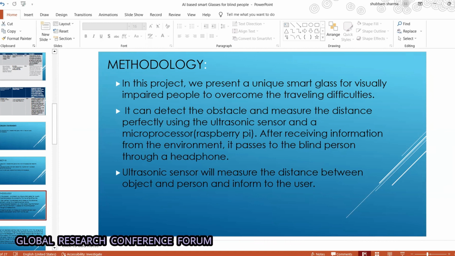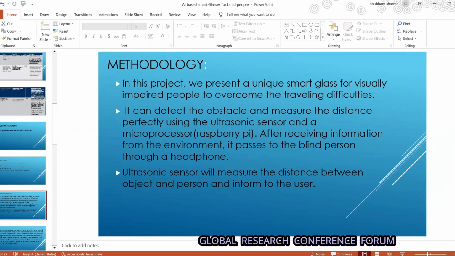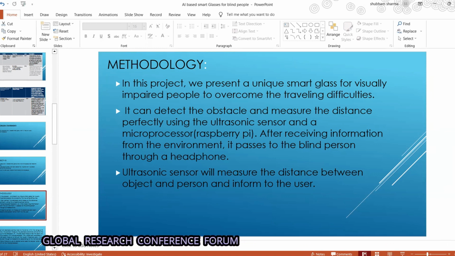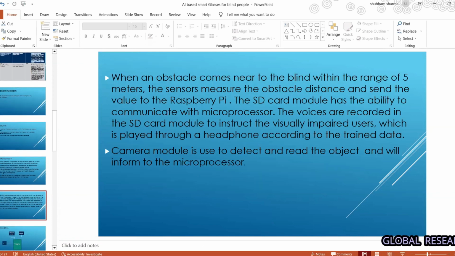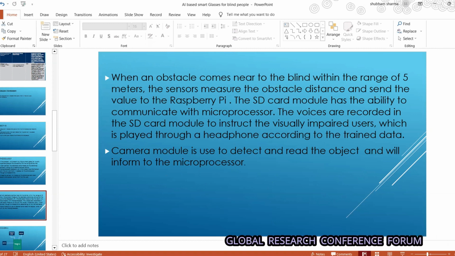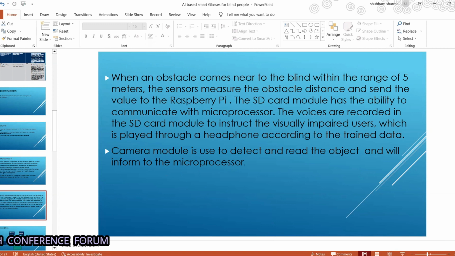After receiving information from the environment, it passes it to the blind person through a headphone. The ultrasonic sensor will measure the distance between the objects and inform the user. When an obstacle comes near the blind person within a range of 5 meters, the sensor measures the obstacle and the distance is sent via the Raspberry Pi to the user.